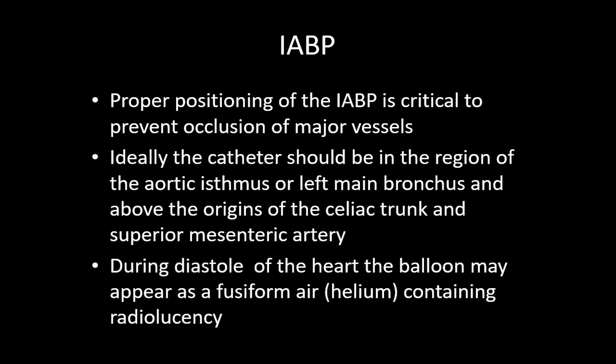IABP, you all know about IABP. The positioning of the IABP balloon is critical so as to prevent occlusion of major vessels and to prevent complications. Ideally the catheter should lie in the region of the aortic isthmus or the left bronchus, and obviously above the origins of the celiac trunk and the superior mesenteric artery, so as to prevent their occlusion and leading to ischemia. During diastole, we all know the balloon inflates, and appears as a fusiform air-containing radiolucency, provided the X-ray has been taken in diastole.